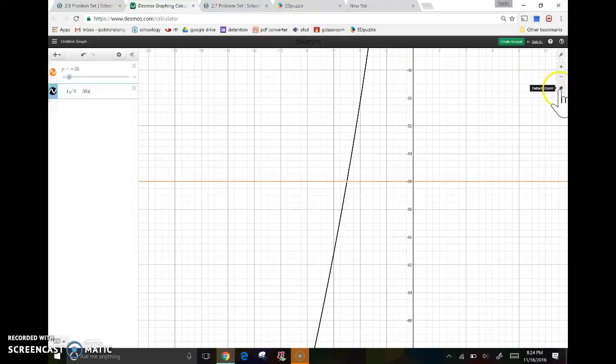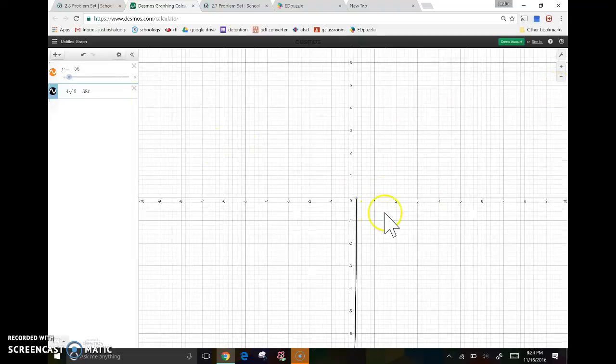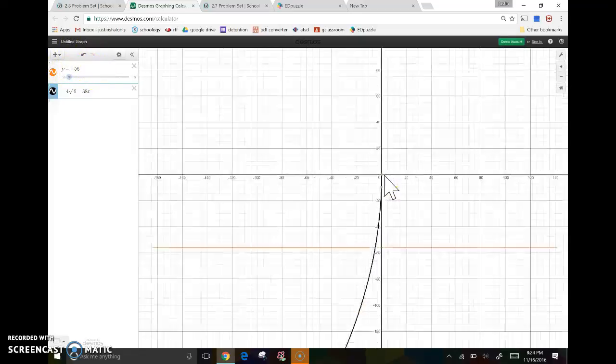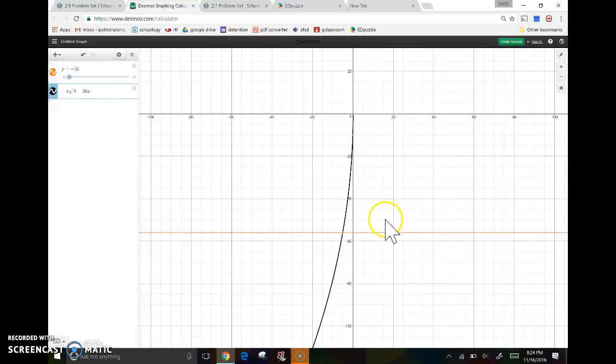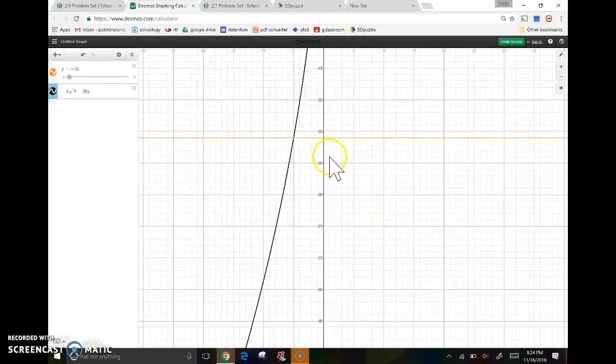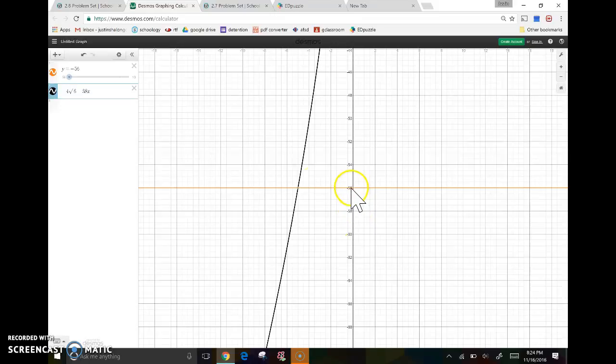Oh, let me go back to the default. So we had our one line. This is what you should be seeing. And this -56, I'm going to go down to find it. I can zoom out and eventually see it, right? But I know it's going to be down where -56 is. And you can see that quite clearly. And where is it crossing? They're intersecting at -5, which we know is our solution.